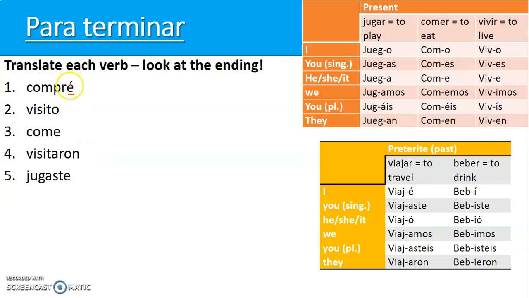Okay, so compré means I bought. Visito means I visit. If it was visitó with an accent over the O, it will be he or she visited. Come means he or she eats. Oh, actually, you've got it in your table there. Visitaron means they visited. And jugaste is from the verb jugar, which means to play. And that means you played. So it's this ending here, you played.